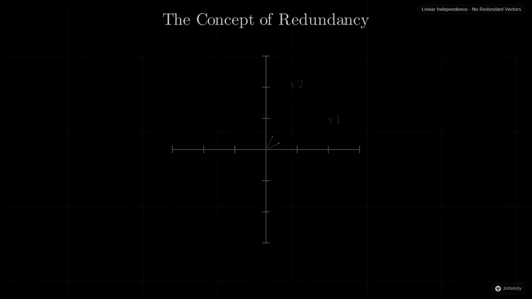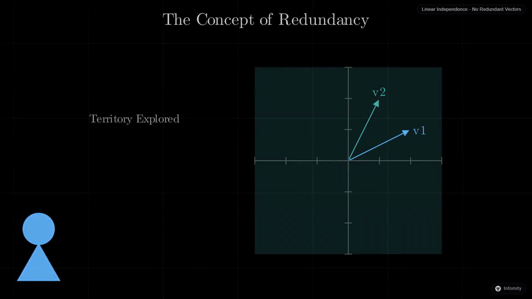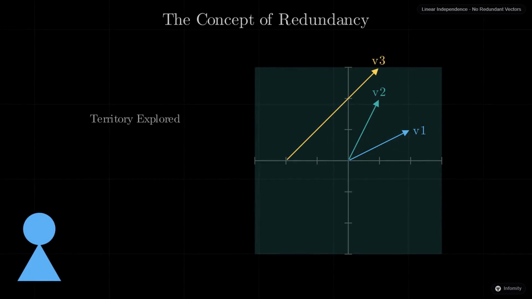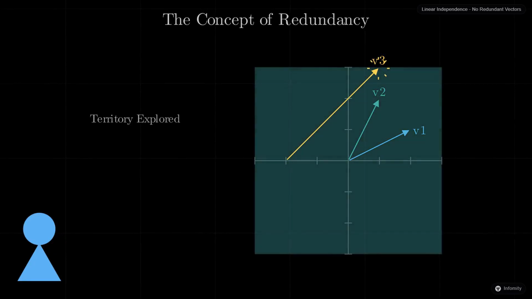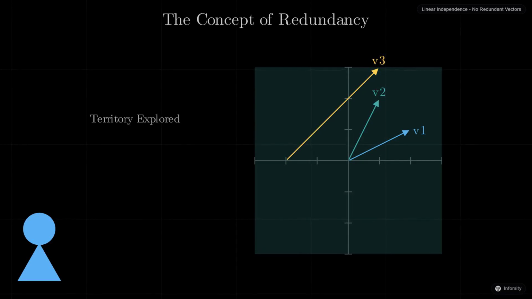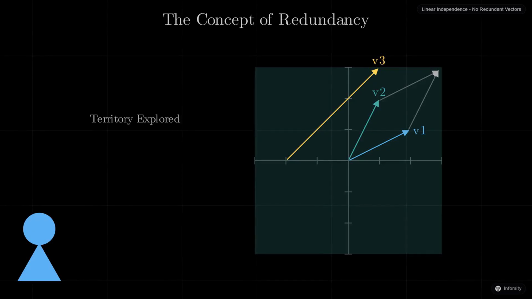To understand redundancy, let us look at vectors in a grid. Imagine two vectors pointing in different directions. Together, they can steer us to any point on this flat two-dimensional plane. Now, what if we introduce a third vector? Most explanations stop here, but we need to see exactly where it lands. This new vector already lies flat on that same plane. It does not help us reach any new territory. It is completely redundant because we could already reach its tip using our first two vectors.